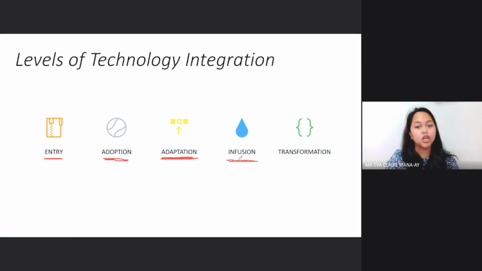Infusion, you are just giving them the activity, or you are giving them the context and the content, and they are free to choose whatever tool they can use. And of course, transformation as the highest level. This is the more innovative use of technology. Without such technology, learning will not happen. Okay, so again, these are the 5 different levels of technology integration, how the teachers would use technology to enhance the learning of their students.